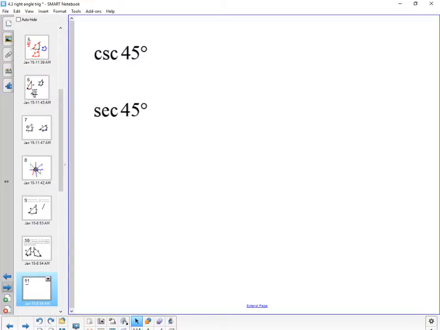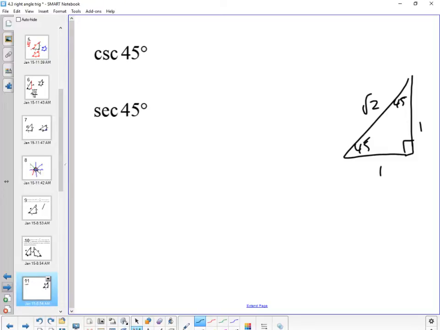Here they want us to find cosecant 45 and secant 45. So, obviously, because I do have a 45, that means I'm using a 45, 45, 90: 1, 1, radical 2. Cosecant of 45 is hypotenuse over opposite. Therefore, I've got radical 2 over 1, which is simply radical 2.